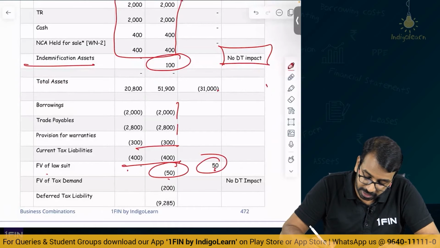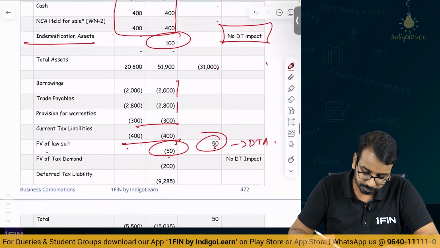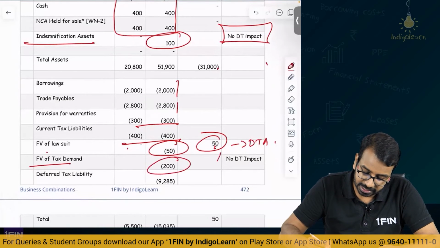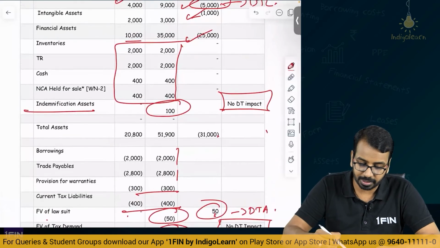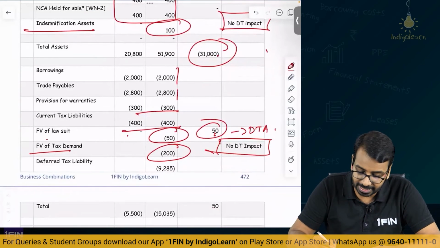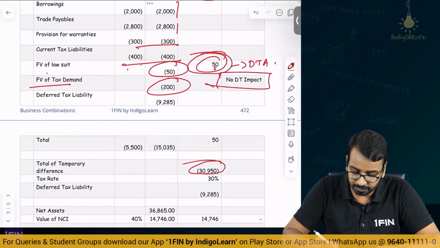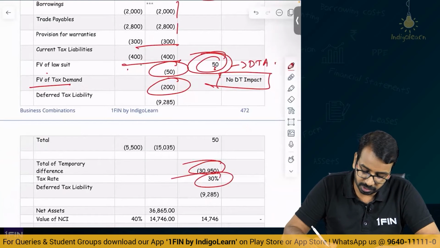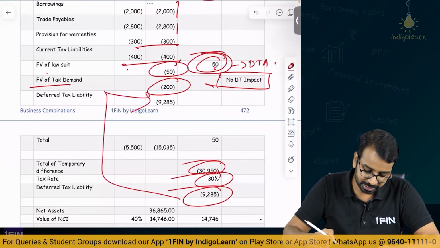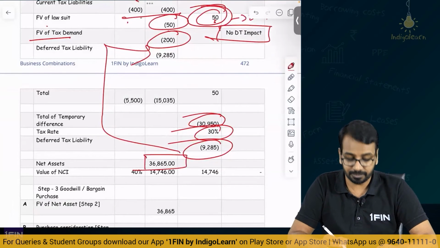that has come into existence, that we have increased the liability. Now, this will create a deferred tax asset. Then fair value of tax demand 200, they have said there is no DT impact. So, basically 31,000 on the DTL side and 50 on the DTA side. If you net them, you get 30,950. If you multiply this by 30%, you get 9,285. You will plot this as a DTL. And by doing this, you will get the net assets of 36,685.